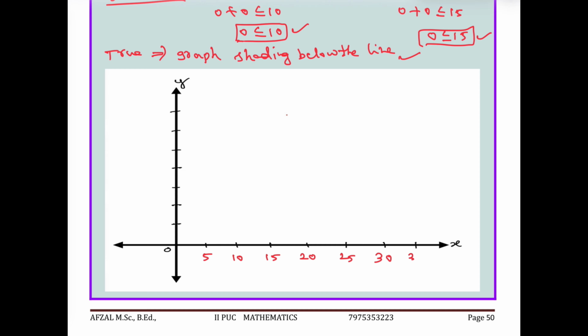Let f of x1 equal f of x2. In place of x, write x1, that is, 1 plus x1 square equals 1 plus x2 square. On both sides 1 and 1 cancel. Transpose x2 square from the right hand side to the left hand side. It becomes x1 square minus x2 square equals 0. Then (x1 plus x2) into (x1 minus x2) equals 0.